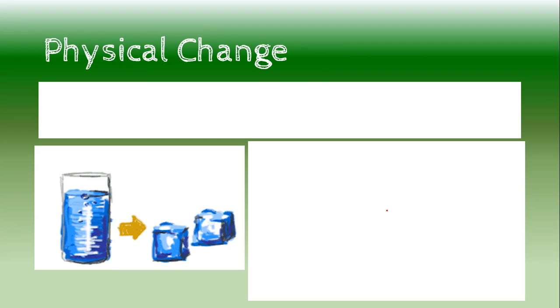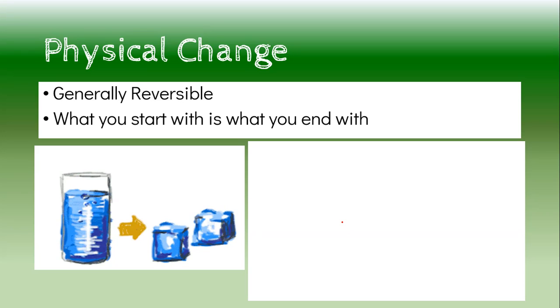Let's go into greater detail about a physical change. Physical changes are generally reversible. I say generally because there are always exceptions to the rules. So a better chemistry definition would be: what you start with is what you end with. We shorthand this to my reactant equaling my product.